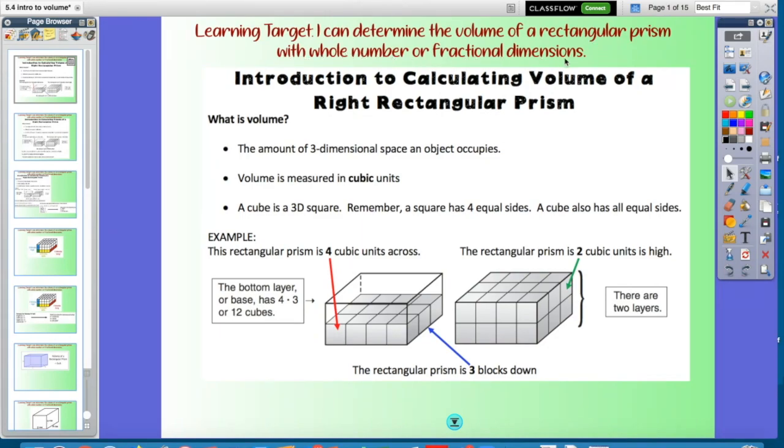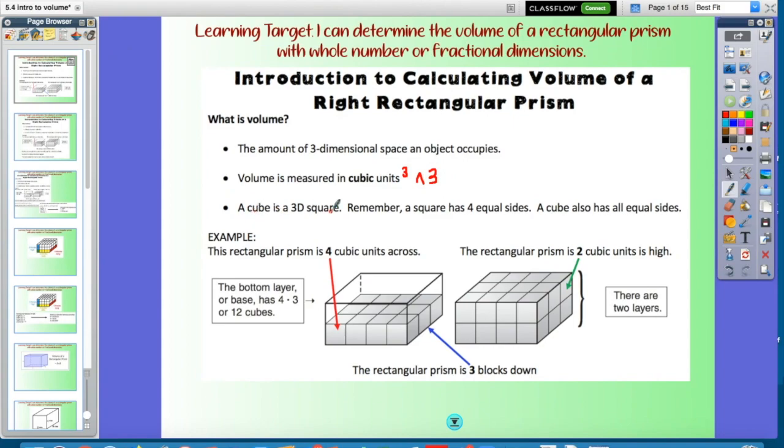Today's learning target is I can determine the volume of a rectangular prism with whole number or fractional dimensions. So, what is volume? It is the amount of three-dimensional space an object occupies. Volume is measured in cubic units, which means to the third power. So if we have our units, it would be an exponent of 3. You can also write it as the caret and the number 3.